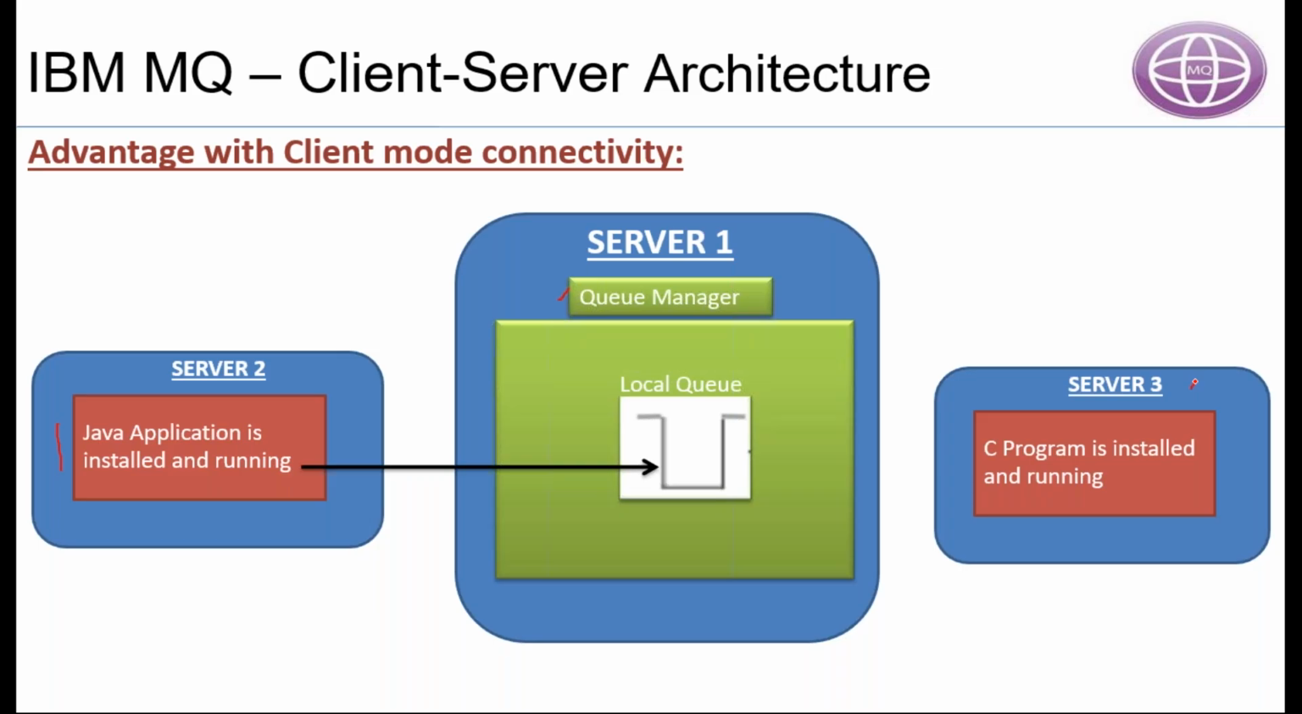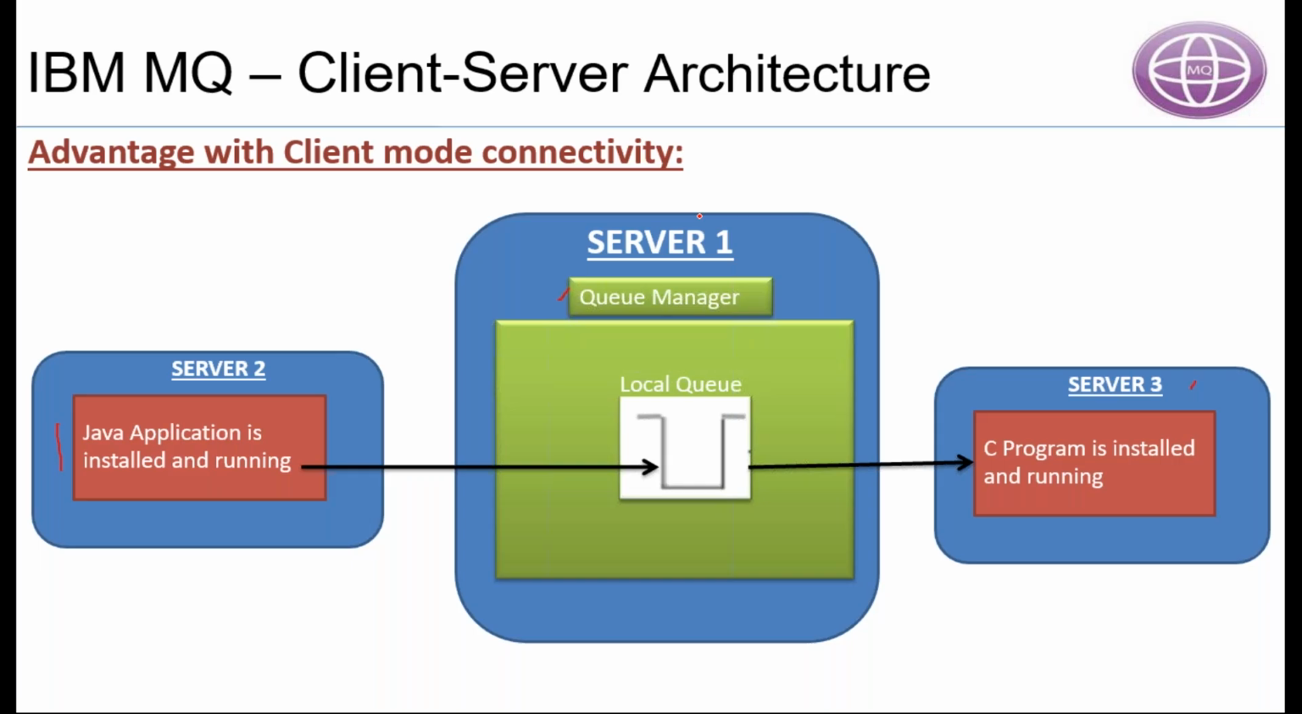Now, the C program which is running on server 3 will connect to the local queue running on server 1, and it will take the message, so that the message is transported from the Java application to the C program via MQ running on server 1.